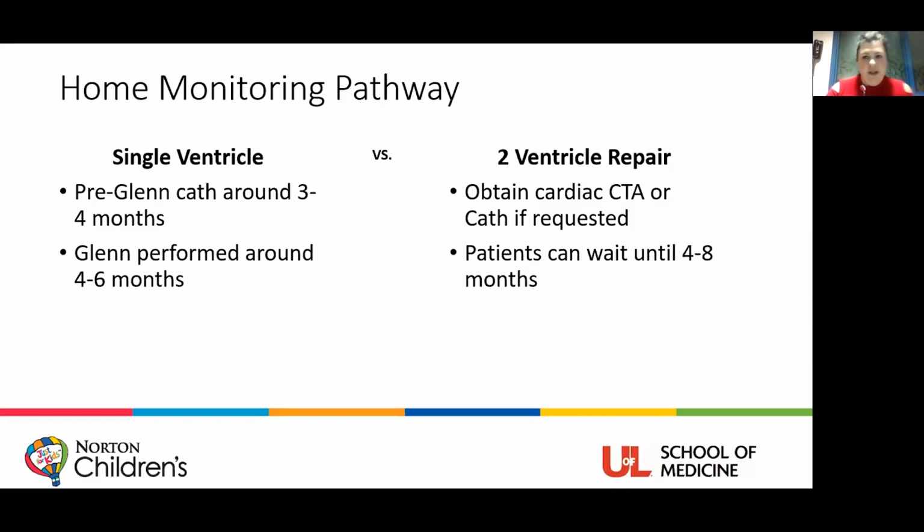months of age. If the patient is going to be a 2 ventricle repair, which is like our case study patient, she's going to be a 2 ventricle repair. We will obtain a cardiac CT scan or cardiac cath if requested by the surgeons. And then these patients can either have their 2 ventricle repair as early as 4 months, or if they're doing well, gaining weight and doing well at home, then we can wait as long as usually 8 months.